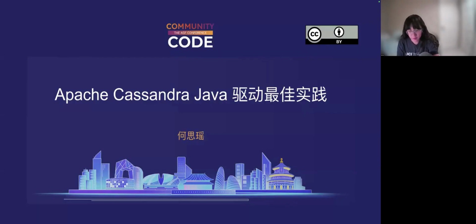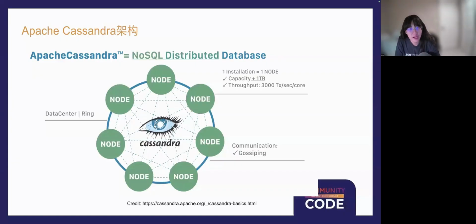Today I'm honored to have this opportunity to share with you about Apache Cassandra Java driver best practices. So, what is Apache Cassandra? Apache Cassandra is a NoSQL distributed database featuring high availability and scalability.